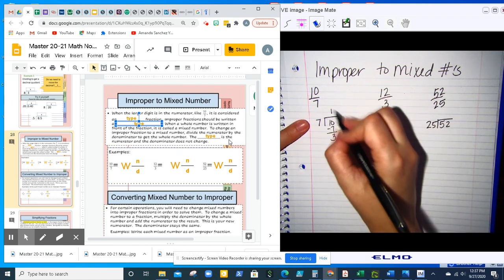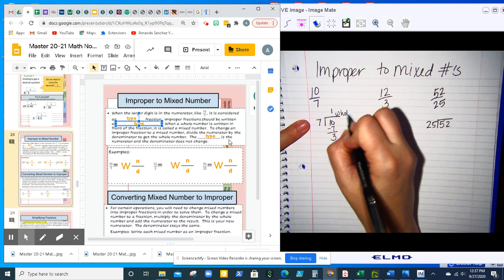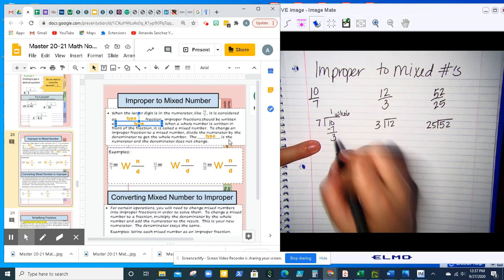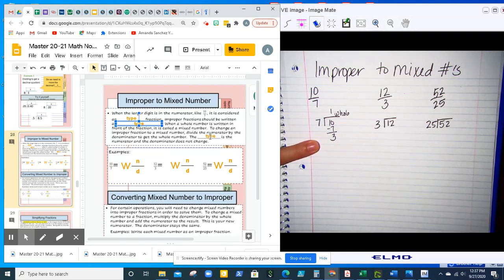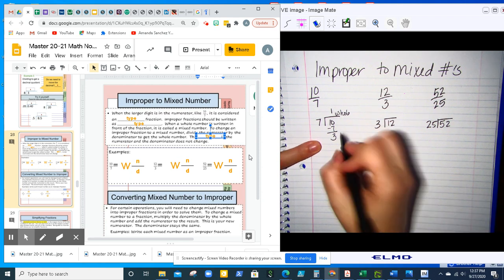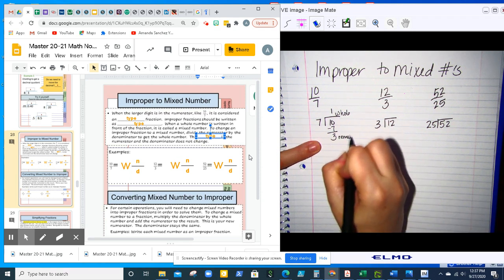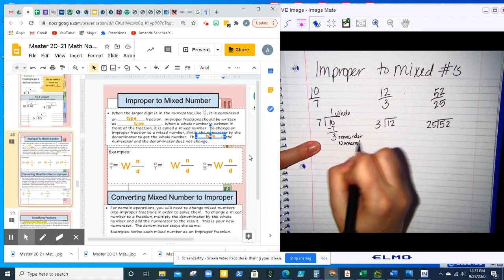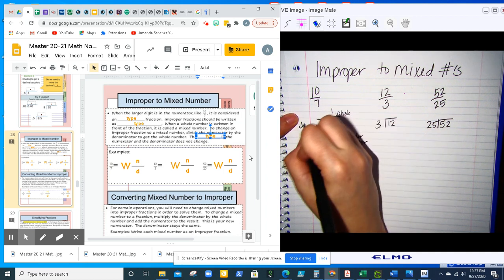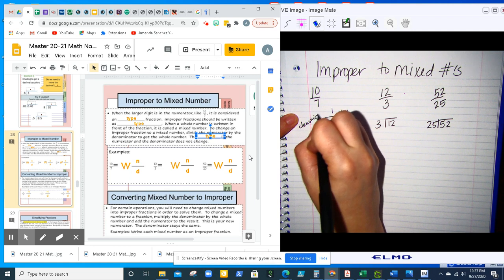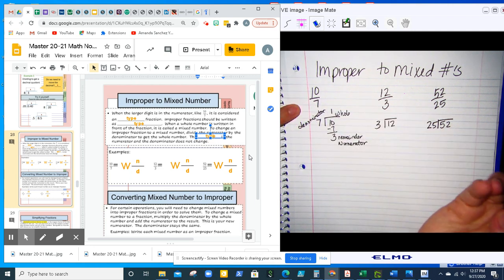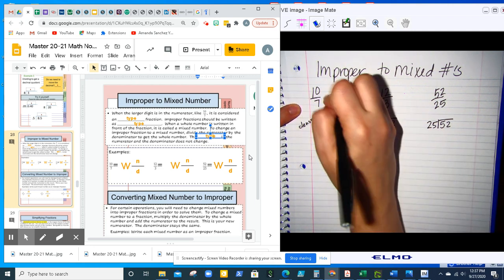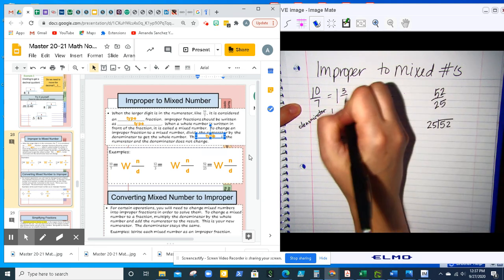So the number on top, this is your whole number. The number on bottom, the remainder. So right here, you're going to type in the remainder is the numerator. Remainder is the numerator. And the number on the outside is the denominator. So 10 sevenths is equal to 1 and 3 sevenths.